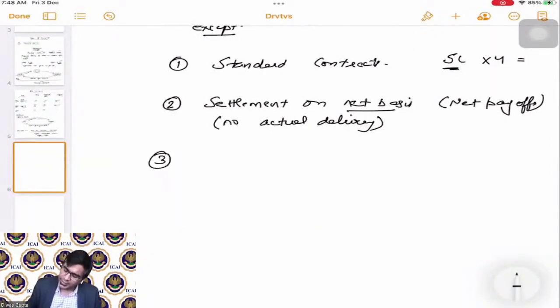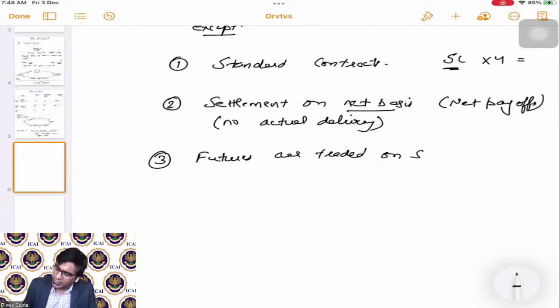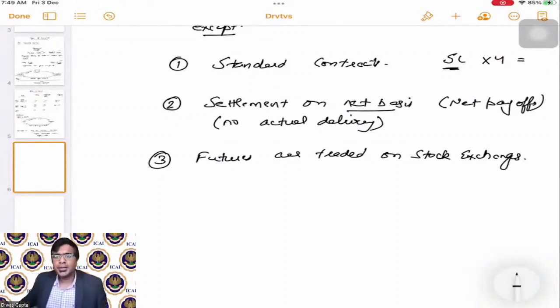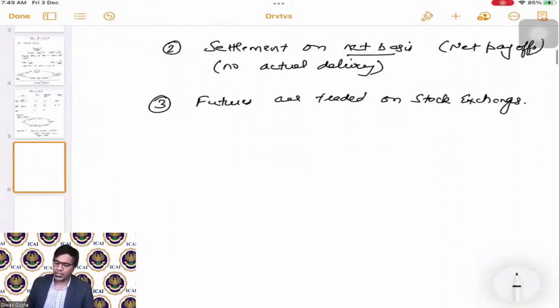And third thing is that since these futures are standard contracts and settled on a net basis, they are traded on stock exchanges. So these futures will trade on stock exchanges, not forwards. Forwards are only over the counter, meant for one particular buyer and one particular seller. But these futures are meant for a lot of buyers and a lot of sellers. So these are standard contracts. These can be traded over a stock exchange.